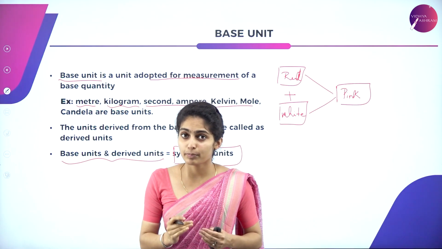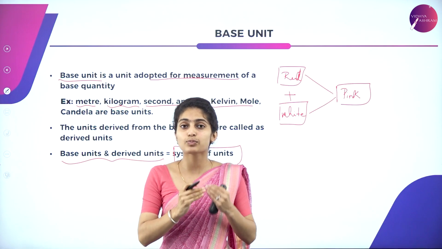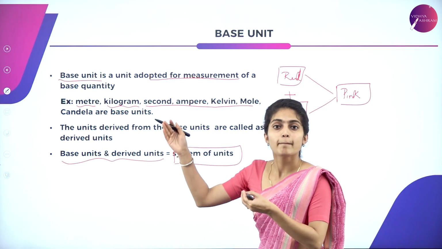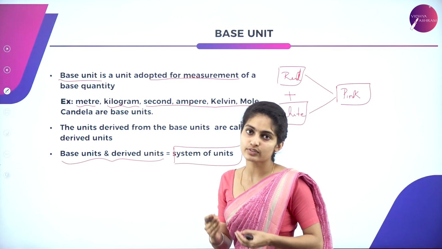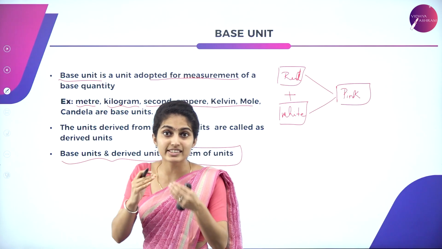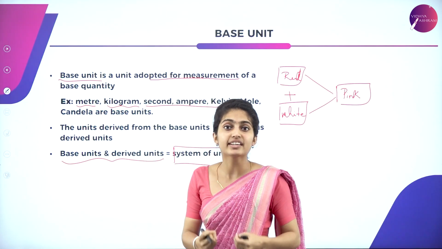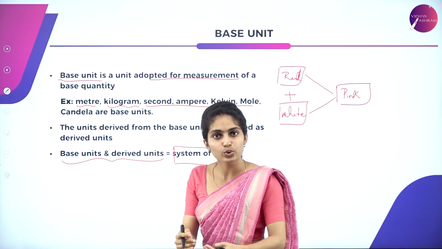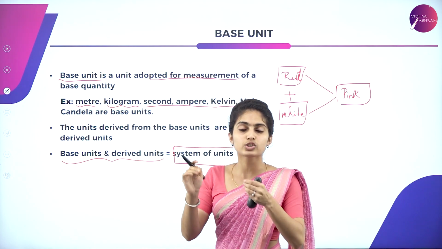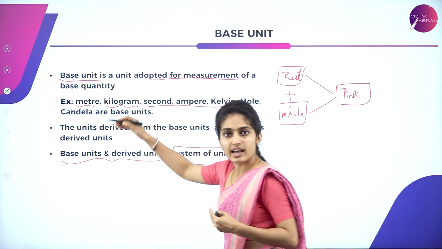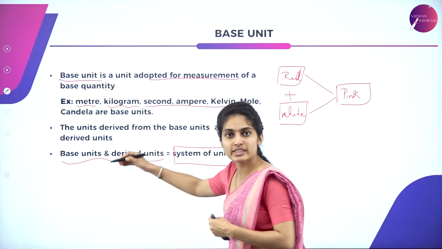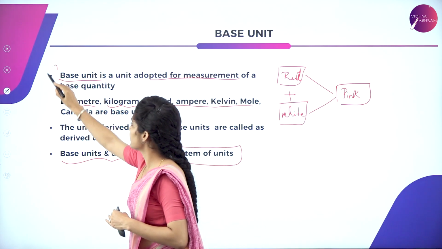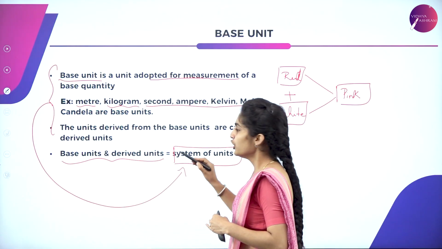So previously we studied what is a unit as well as what is measurement, and in this slide we have studied what is a base unit, a few examples of base units, and what are derived units. Derived units are obtained by deriving from the base unit. Derived units are the units which are obtained from the base unit. So this is the base unit, and a derived unit is the one obtained by using this base unit. Base units and derived units together are known as a system of units.